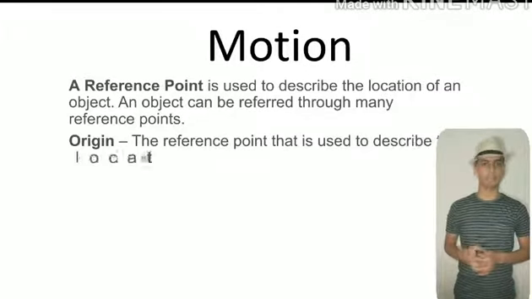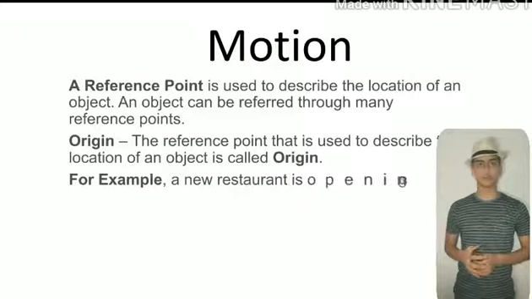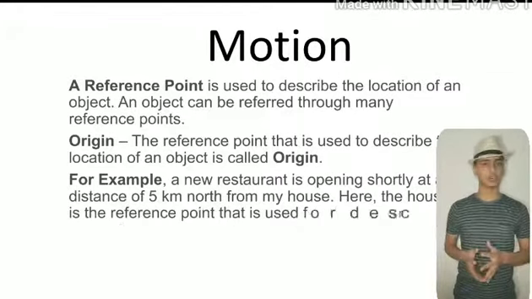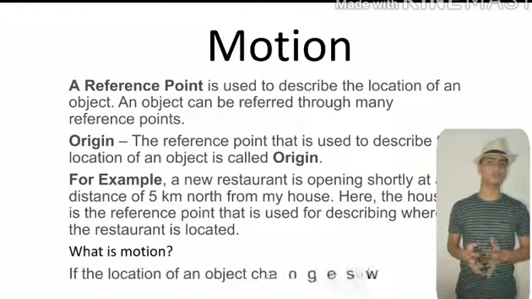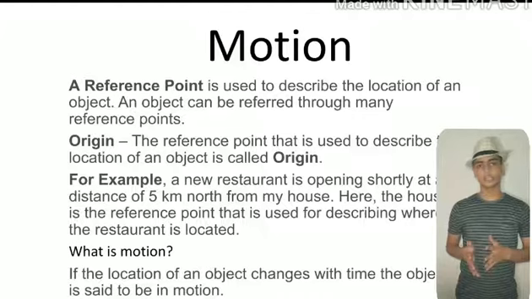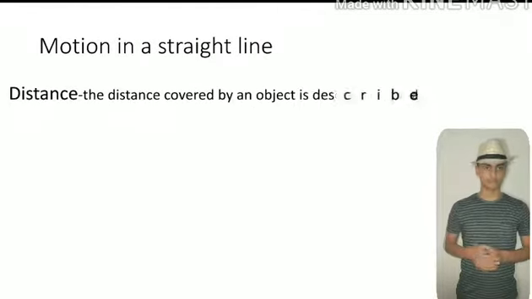Knowing about the second term, that is origin, the reference point that is used to describe the location of an object is called origin. For example, a new restaurant is opening shortly at a distance of 5 km north from my house. Here, the house is the reference point that is used for describing where the restaurant is located. Knowing about the motion, if the location of an object changes with time, the object is said to be in motion.